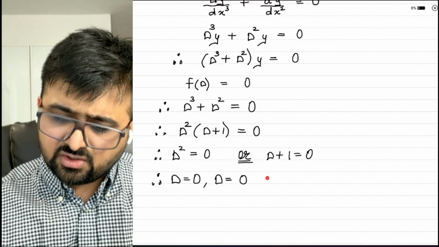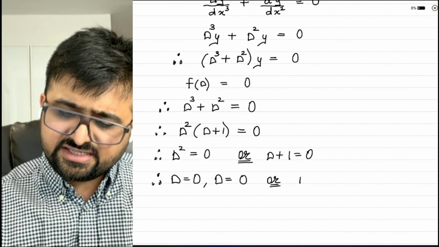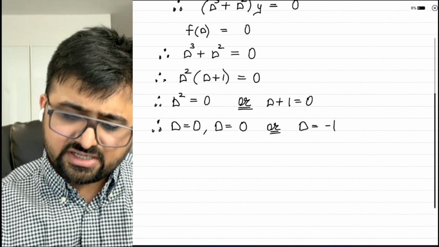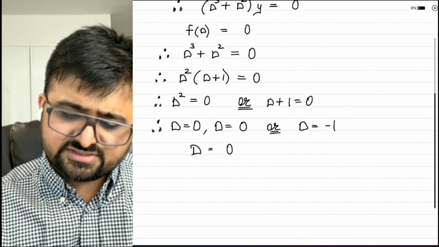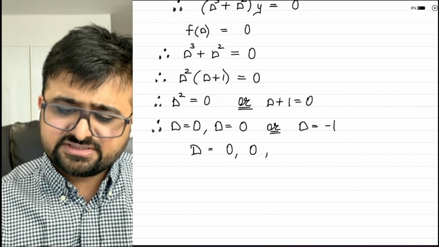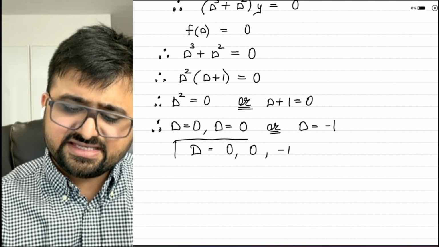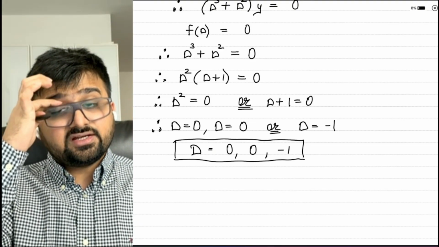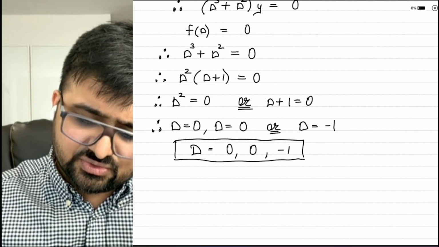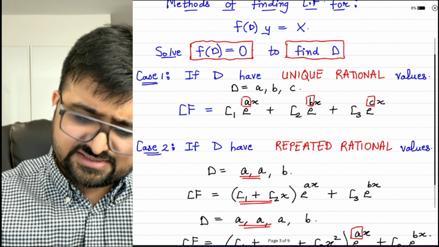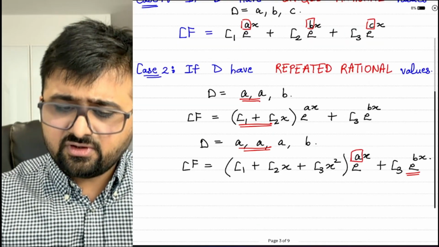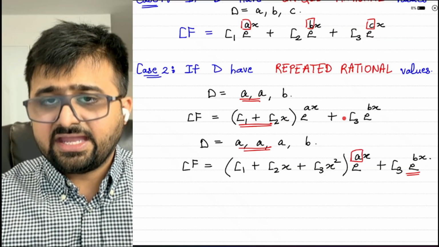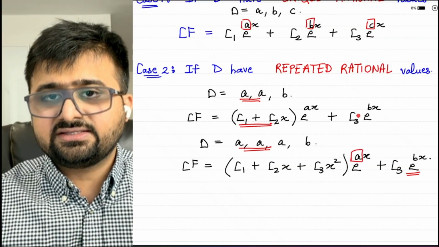Or you get d is equal to minus 1. So I get three values of d from here. I get d is equal to 0, 0, and minus 1. So my 0 is repeated two times. If 0 is repeated two times, remember, let's go back to our case. If your roots are repeated two times, I write a linear equation. And then for the unique value, I write the C3 term.